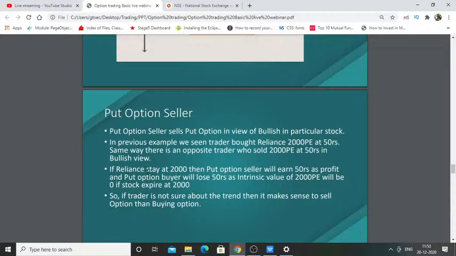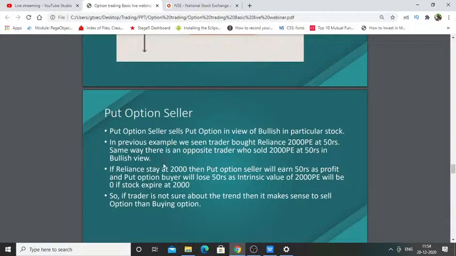Okay, so if the trader is not sure about the trend, then it makes a little more sense to sell options than to buy options. Because in option buying, the stock should move 100% as per your view, only then will you make a profit. But if you are doing option selling, even if the stock trades flat, there will be some cushion for our break even.